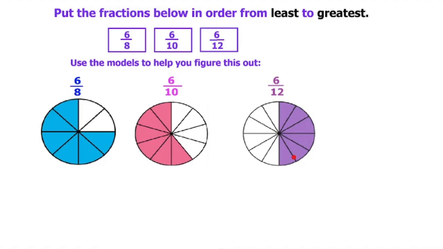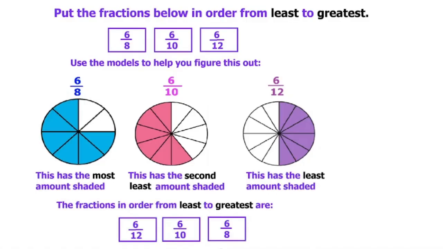So let's do that. Let's finally finish off the answer. So the fractions in order from least to greatest are 6/12 is the least, 6/10 is the second least, and 6/8 is the greatest.